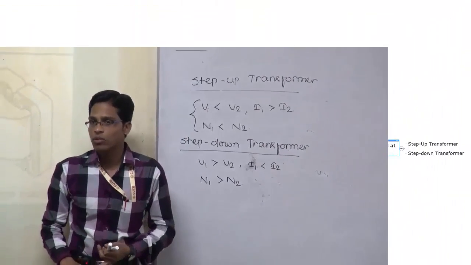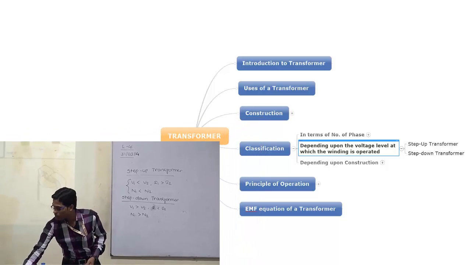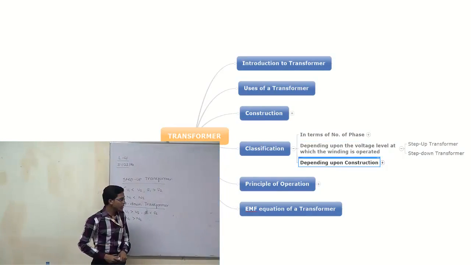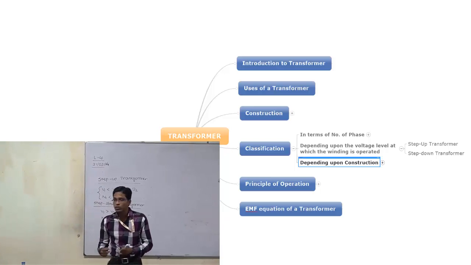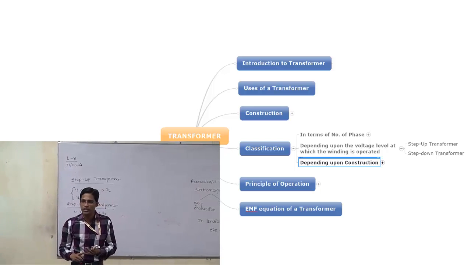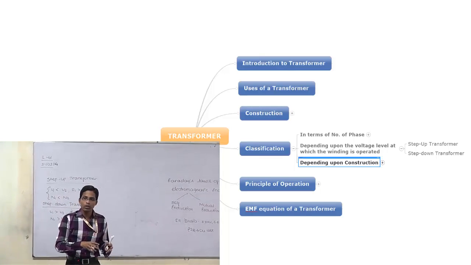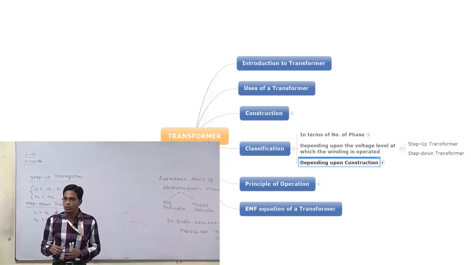The next thing is classification depending upon construction. As I told you, two things are there: winding is present and core is present. So depending upon the position of the winding and the position of the core, the transformer can also be divided into two types.